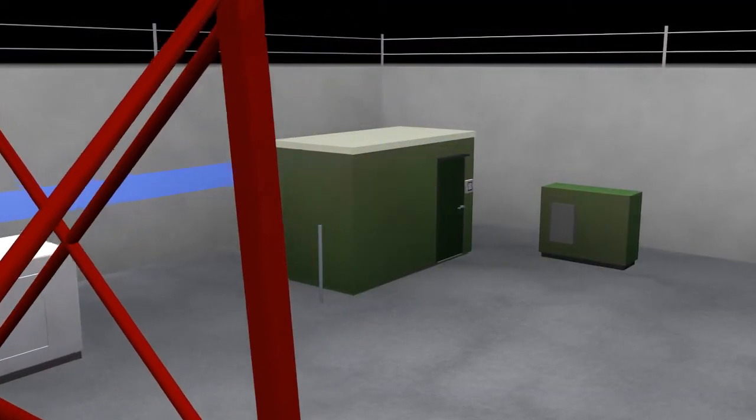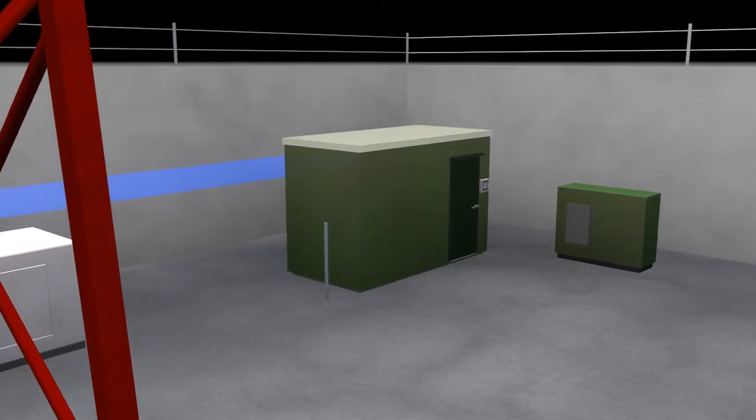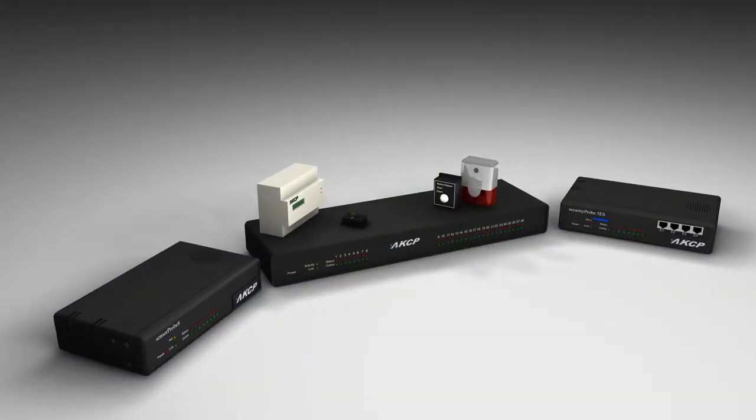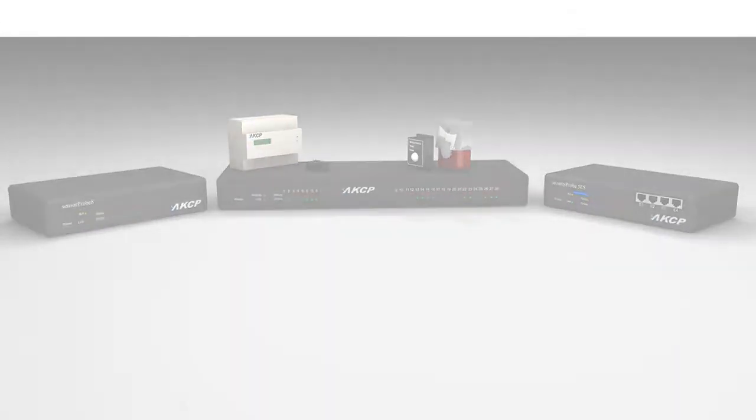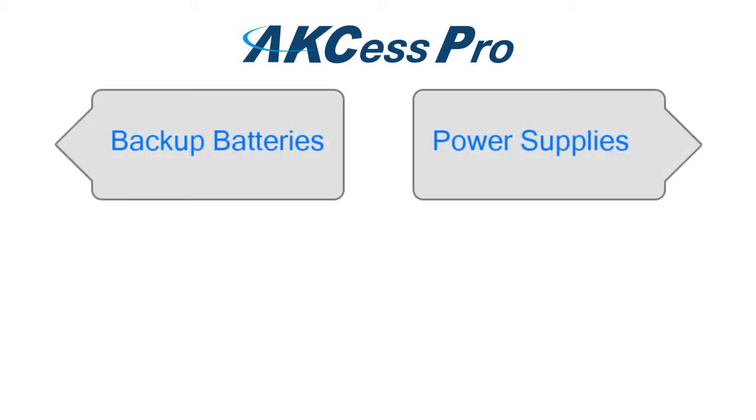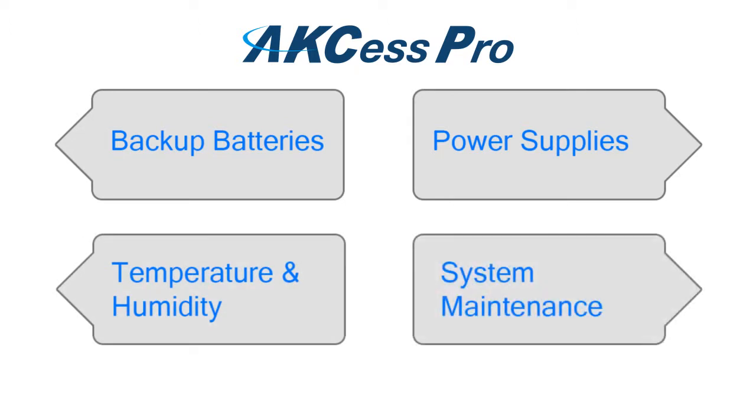On-site server rooms and cabinets can house AKCess Pro's range of environmental and power monitoring sensors to ensure that your equipment is running at peak performance. Using our range of sensors, you can monitor a range of critical factors such as backup batteries, power supplies, temperature and humidity, system maintenance, and much more.